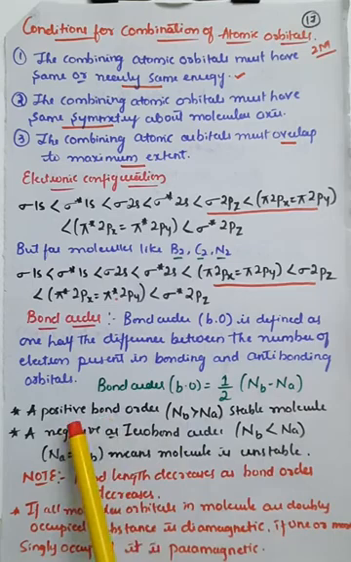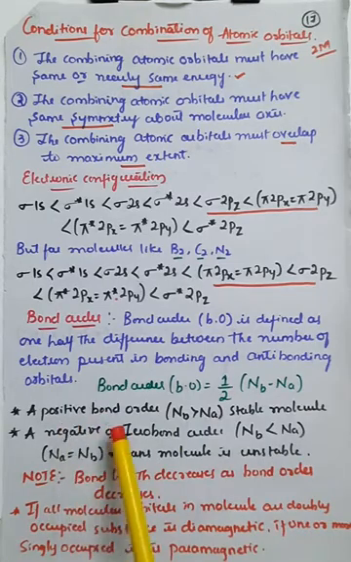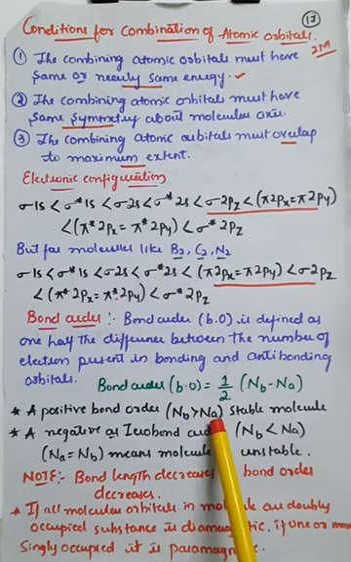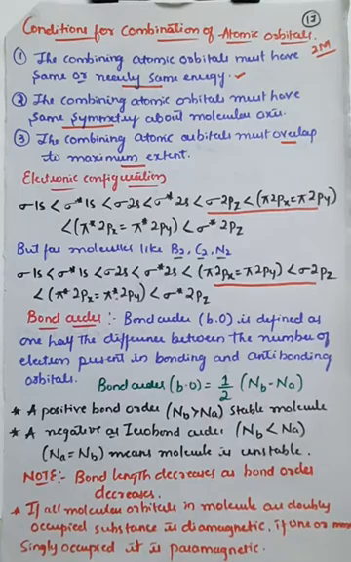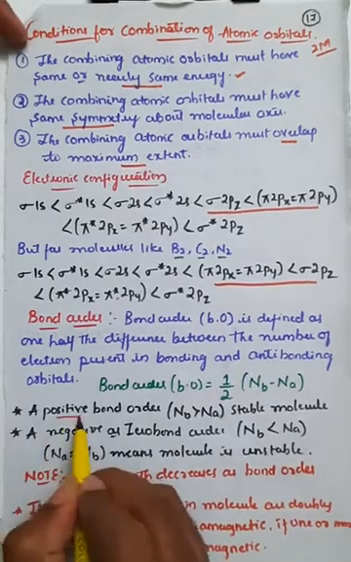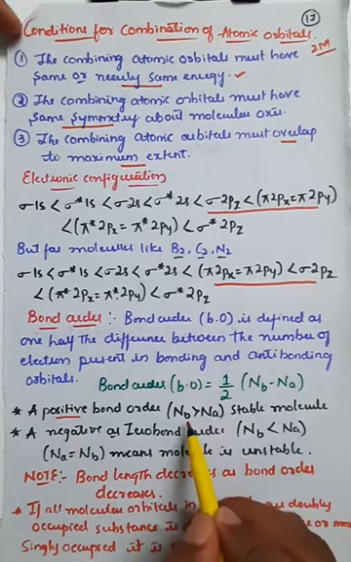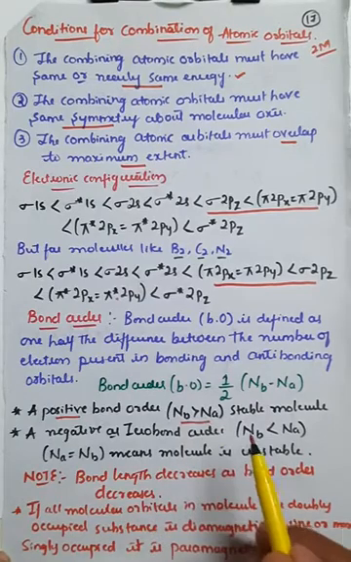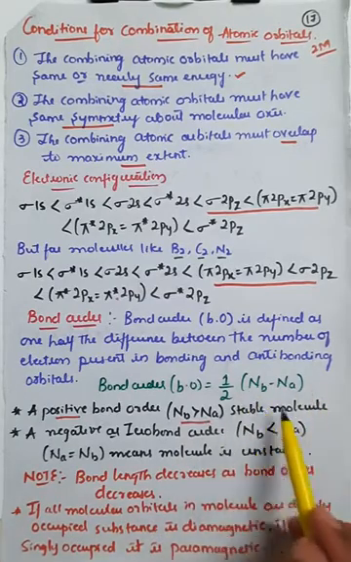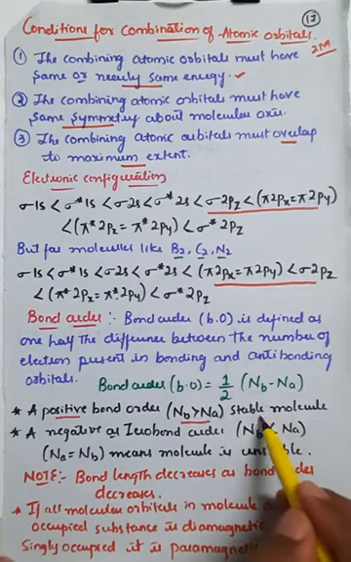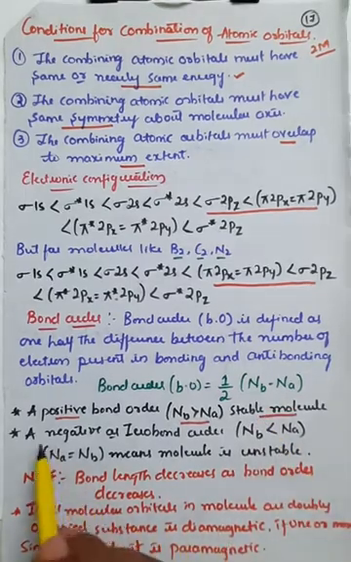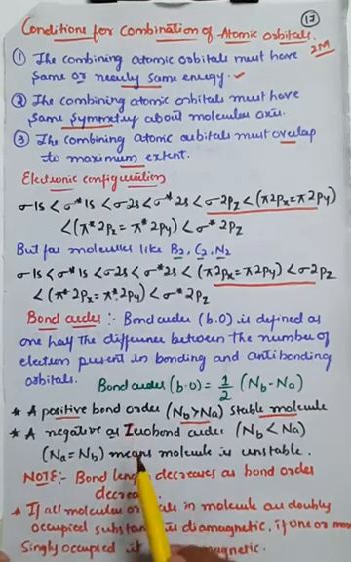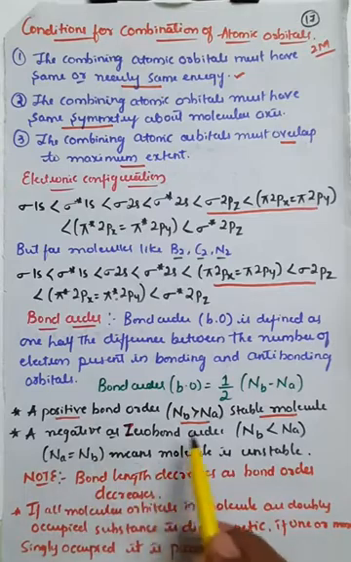Here there is an important statement: a positive bond order will be there whenever the number of electrons in bonding is greater than in anti-bonding, and that will be a stable molecule. Observe here. We call it a positive bond order whenever the number of electrons present in bonding is greater than the number in anti-bonding. If this condition is obeyed in the above formula, then there is a formation of a stable molecule. In case of negative bond order, or you can go for the zero bond order, here we can observe the negative bond order or zero bond order.